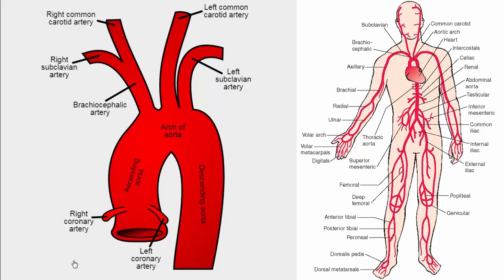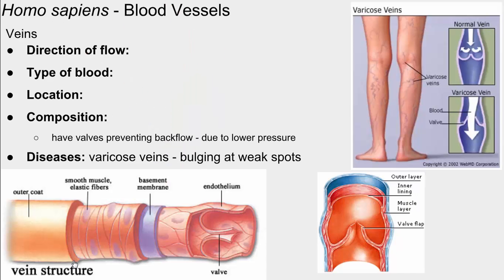So once the blood is brought through the arteries to the various parts of the body, eventually it needs to get back to the heart. And it gets there through veins. Veins carry the blood back to the heart. Arteries carry blood away, veins carry blood to the heart.